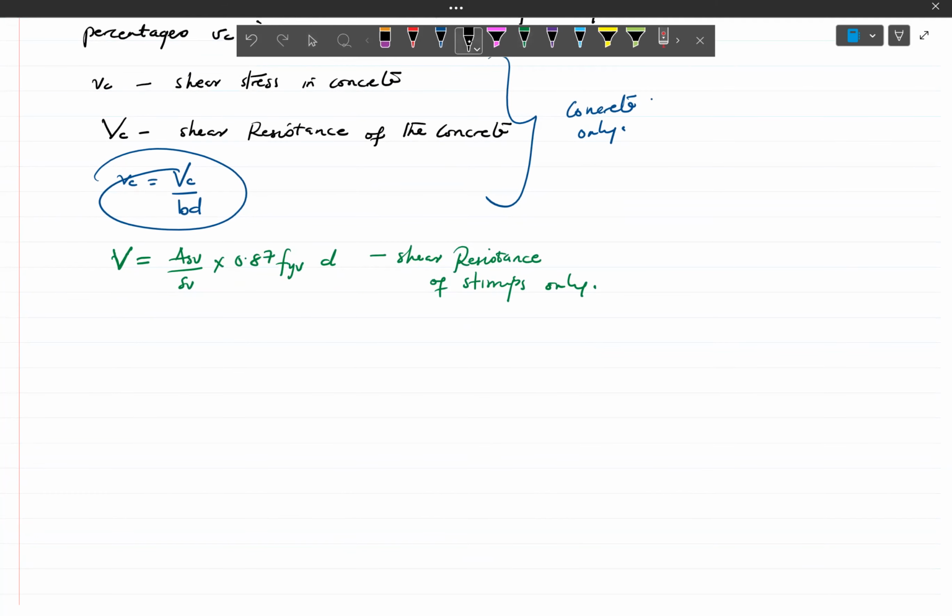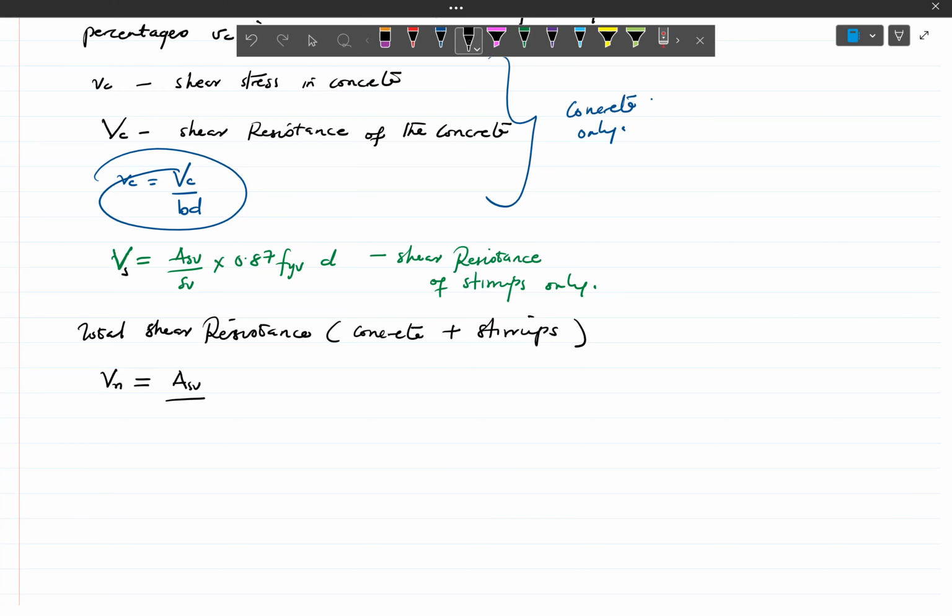So if we want to find the total shear resistance, pretty much it will be that of the concrete plus that of the stirrups. That total shear resistance, I think is called Vn, if I'm correct. Vn here, big Vn, will be pretty much Asv.